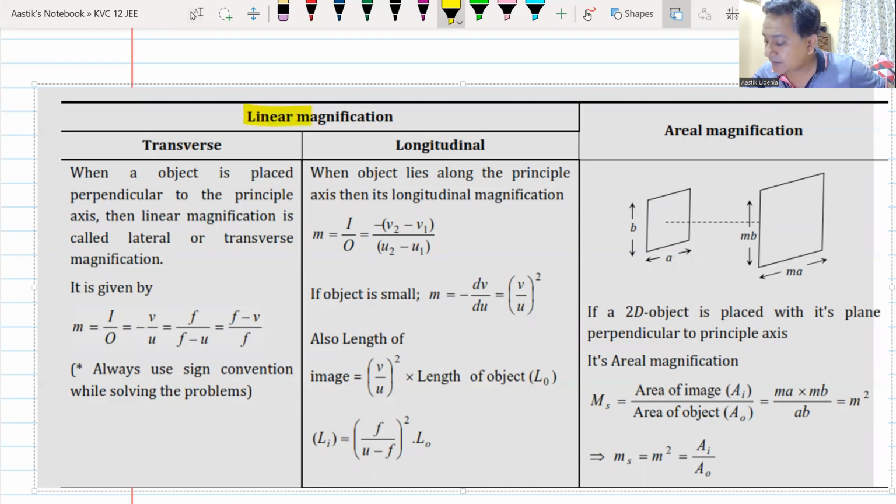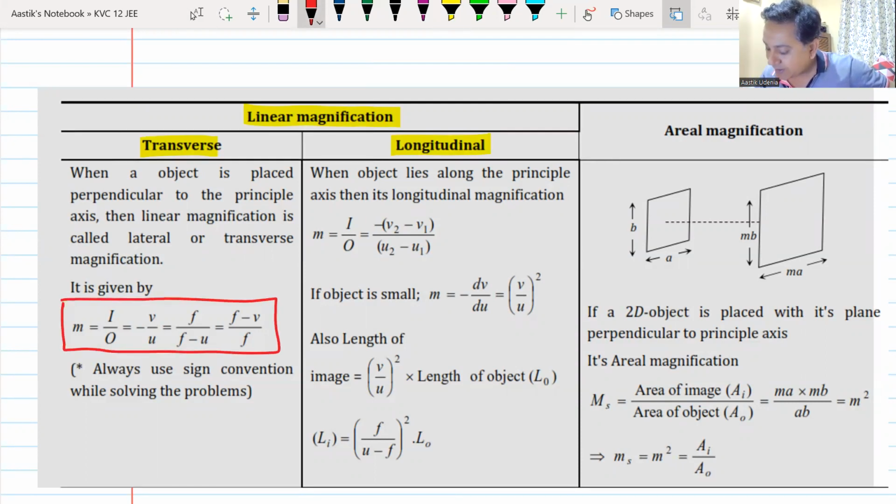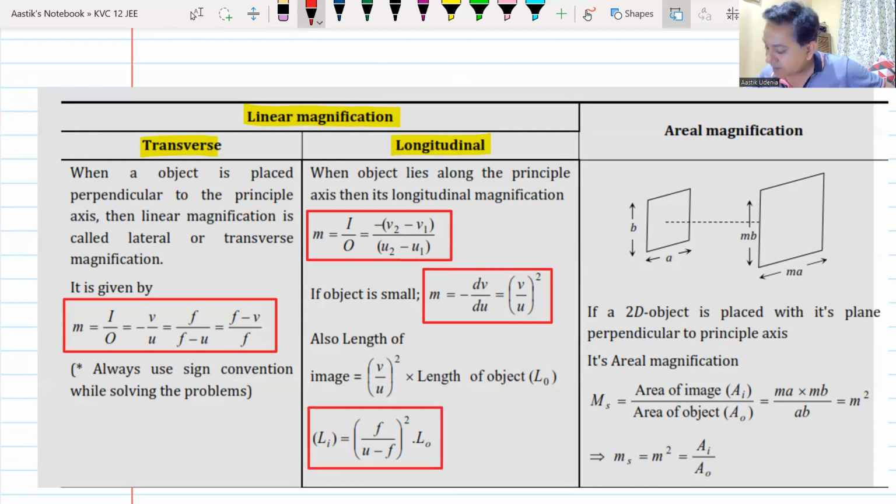Linear magnification, my dear friends, is magnification in length or height. It is of two types, as you can see. Transverse, when the object is perpendicular, and longitudinal, when the object is along the principal axis. Height of the image divided by height of the object. We have seen the formulas for transverse magnification. Length of the image divided by length of the object for longitudinal magnification, if the object is small, this is the formula. You can also find out length of the image from the length of the object.